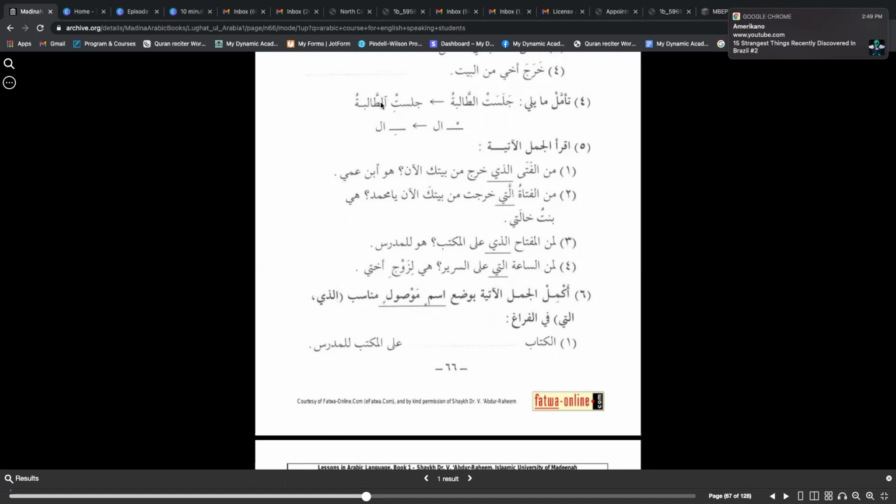All right, so you forget about the sukoon when it's followed by alif lam. It's showing you how it changes from sukoon to kasra. The last letter gets a kasra when you have hiya in the past tense, instead of a sukoon. اقرأ الجمل الآتية. So read the following sentences.